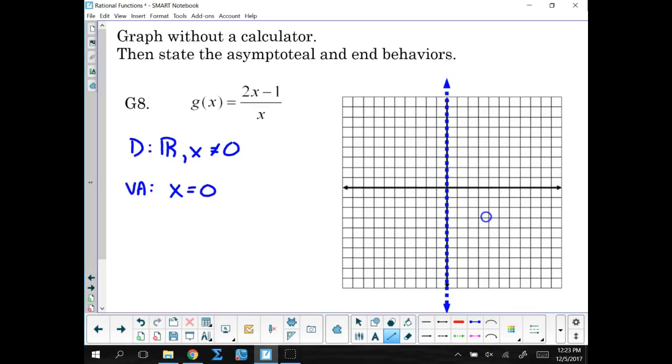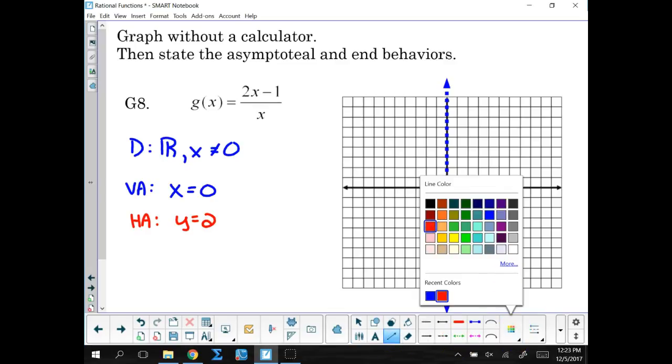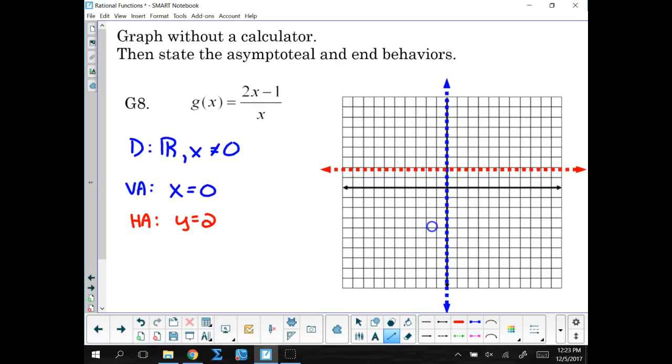Next. What are you confused about now? What's step number 2? Horizontal. What's my horizontal asymptote? 2. Y equals 2. That one's a little low. I like that better. Okay. Next.